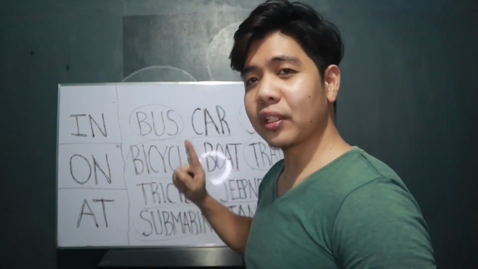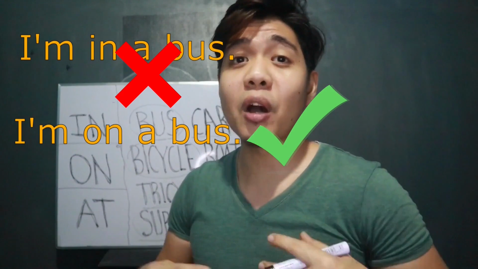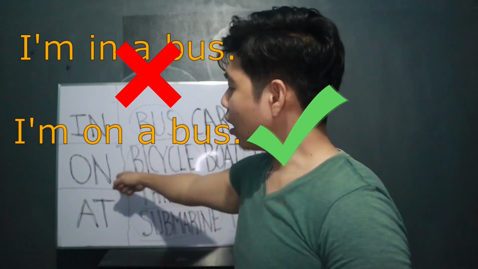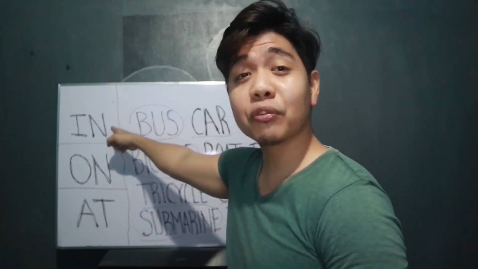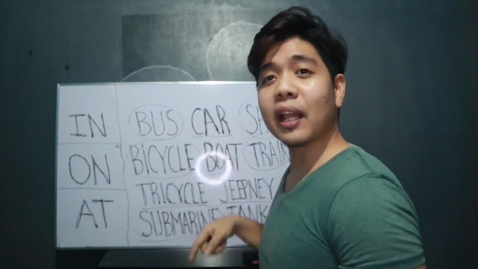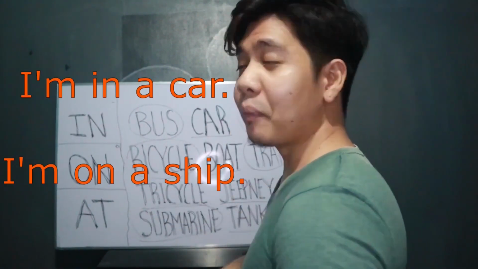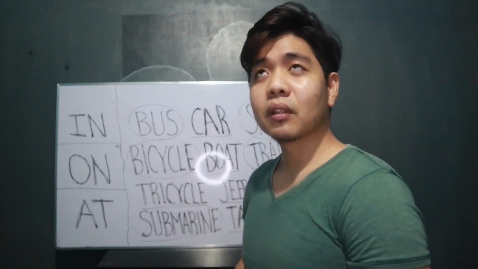So, bus. Let's get to this one again. So, bus. I'm on a bus. Bakit hindi I'm in a bus? Why I'm on a bus? Because on, this preposition is used for big vehicles. Malalaking vehicles. While in is used for small vehicles. Okay? Car, hindi naman siya ganun kalaki. So, in a car, I'm on a ship. Ships are really huge.